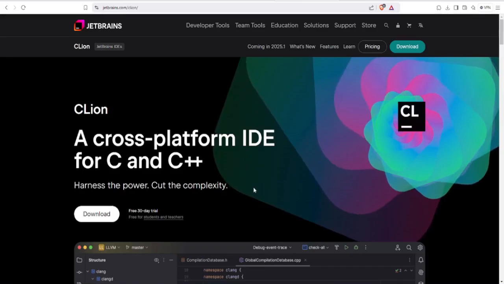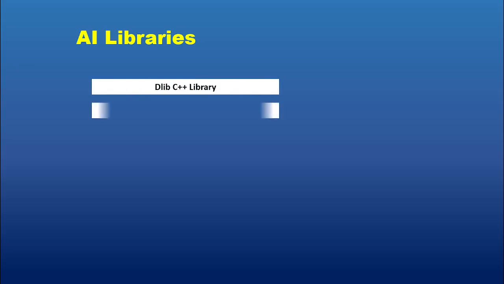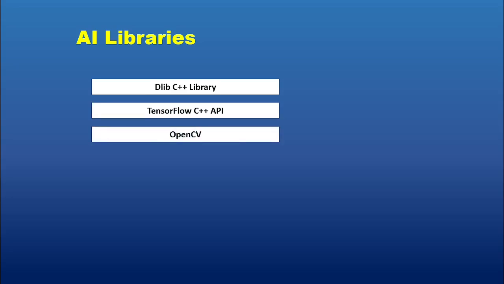3. Set up AI libraries. C++ has several libraries for AI development. Install these based on your project requirements. Dlib, for machine learning and deep learning. TensorFlow C++ API, for building deep learning models. OpenCV, for computer vision tasks. Shark, for large-scale machine learning.